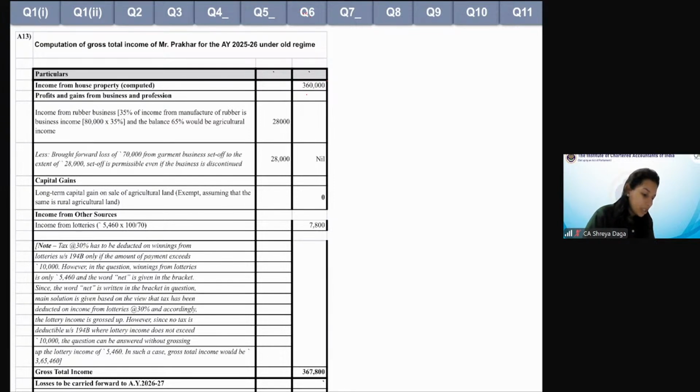Then you have a loss from betting. Nobody can do anything about it. And you have an income from lotteries. You have to pay tax on it. So this was also easy, but nonetheless, income from house property, you've already put.